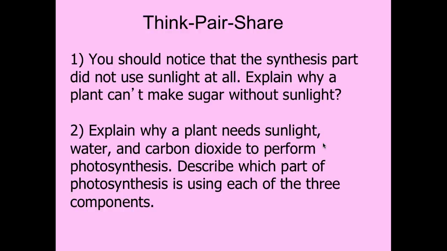Okay, so why is it that a plant can't make sugar without sunlight when it didn't take any sunlight, right, to perform the Calvin cycle? No sun was required there, no photons. Well, of course, the reason that you need sunlight is the plant has to have the ATP and the NADPH. It has to have the energy to perform the sugar production, and without the light, it wouldn't have that energy. So sunlight is needed during the light reaction.